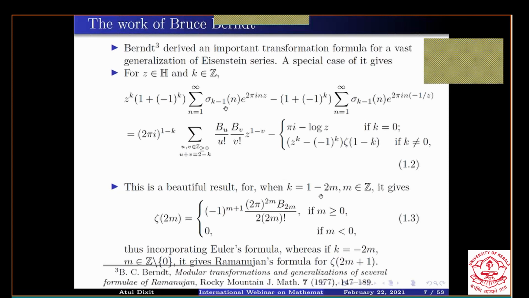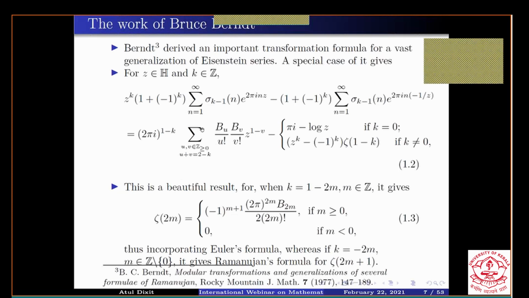But when k is 1 minus 2m, even though you are getting this particular formula of Euler, you don't get any information about this Lambert series itself, or this Lambert series. Because when you put k as minus 2m plus 1, this just becomes minus 1. 1 minus 1 is 0. So all this just gets wiped out. And from there you get this formula of Euler.